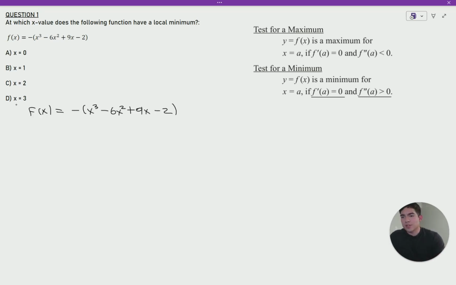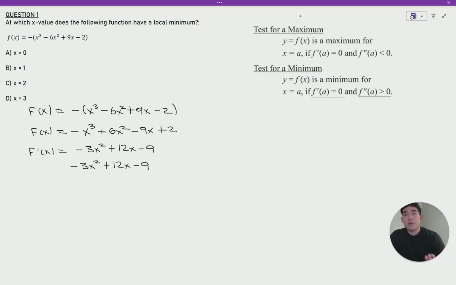So this is our function right here. F of x equals negative x cubed minus 6x squared plus 9x minus 2. I don't know about you, but I don't like having this negative sign just out here. Let's make this easier to work with by distributing it out. So then we're going to end up with this right here. Finally, we can now take our first derivative. So in this case, the first derivative is going to be negative 3x squared plus 12x minus 9.